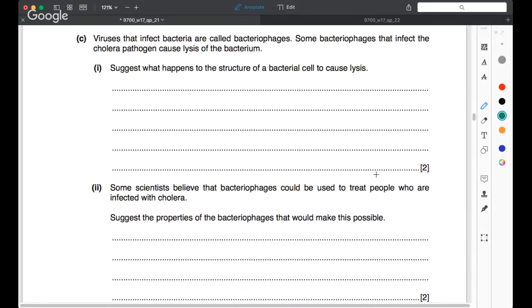The cell wall. Good. So to pick up the first mark here, you say the cell wall would be damaged, or the cell wall would be broken down. And then you pick up the second mark from either detailing that cross-links of the cell wall could be broken down, so you could be decreasing the quantity of murein or peptidoglycan. Or you could say that further to the cell wall breaking down, the cell membrane would also break down.